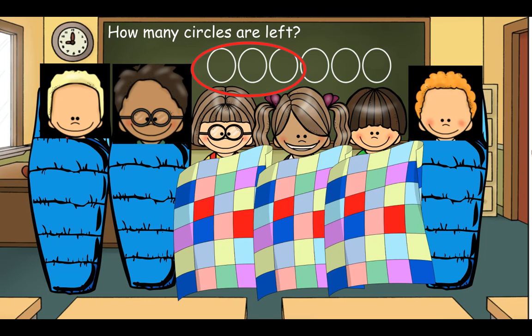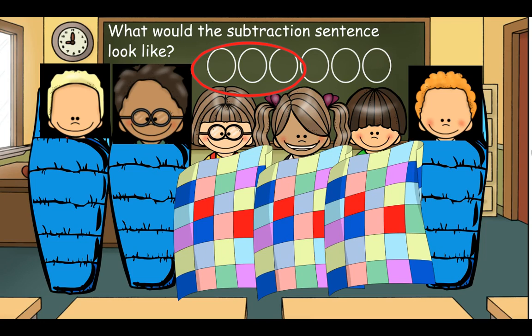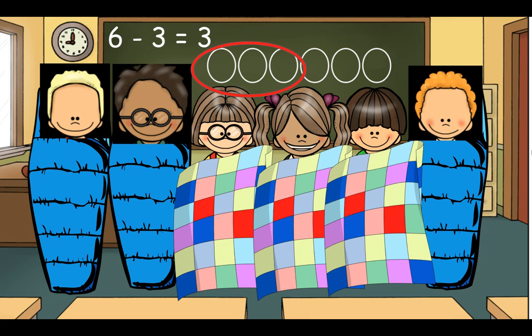How many circles are left? 3 circles. What would the subtraction sentence look like? We started with 6 children. We knew that 3 are using their sleeping bags, and so that leaves 3 that are using blankets.